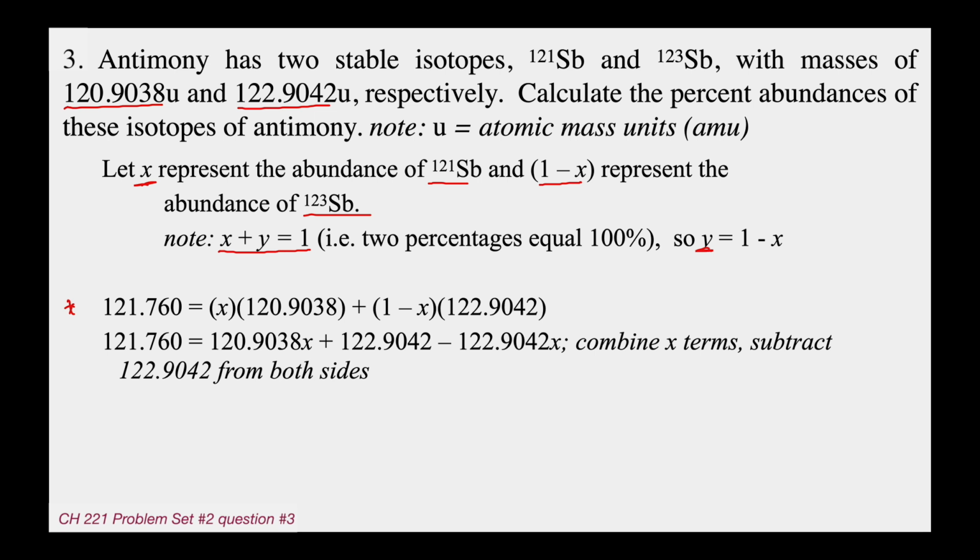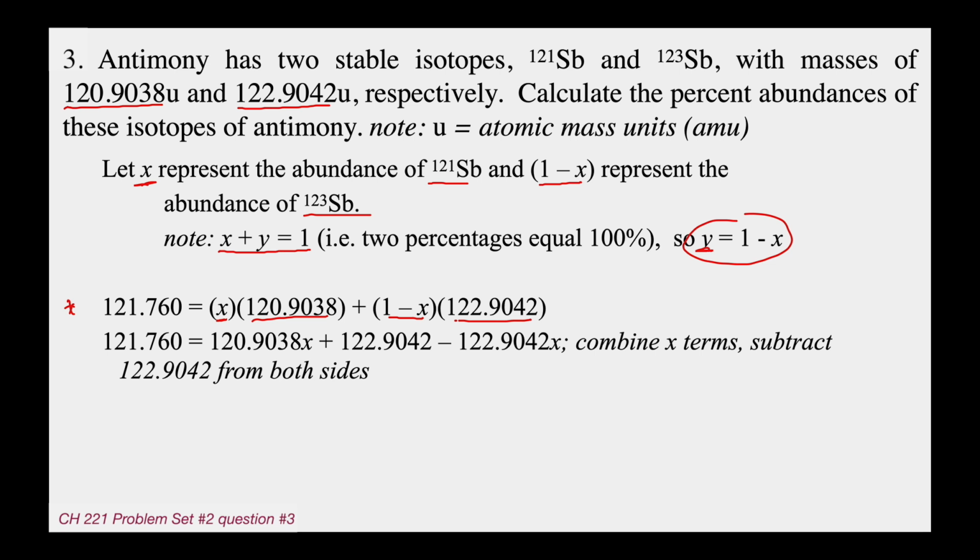And that equals the abundance of the first isotope times its mass, plus the abundance of the second isotope times its mass. So this x is the antimony 121 abundance, a decimal version, and we're going to multiply it by its mass, the 120.9038. And then normally we'd have plus y times the other one, where y is the other isotope. But up here you can see that y equals 1 minus x, and that's what we're going to do in this problem. Instead of using y, we'll use 1 minus x.